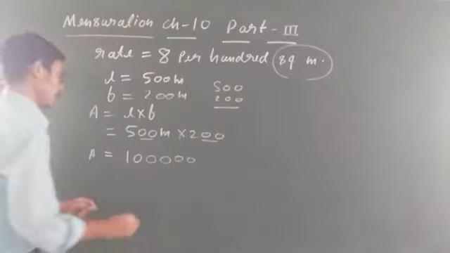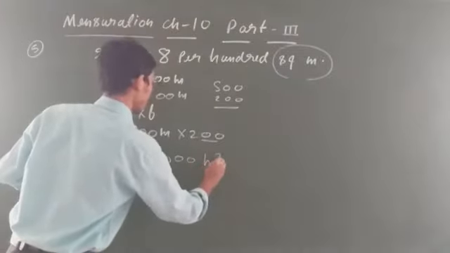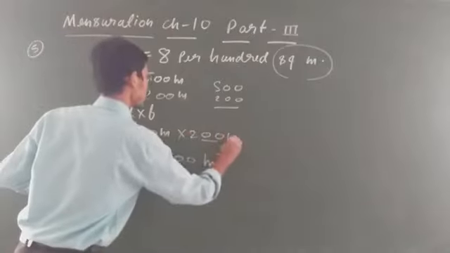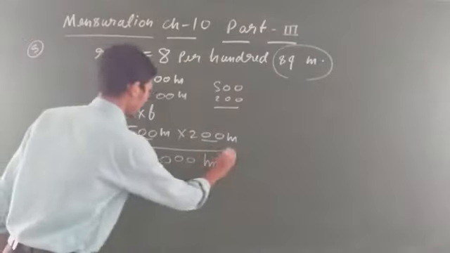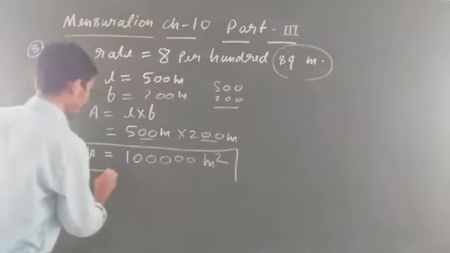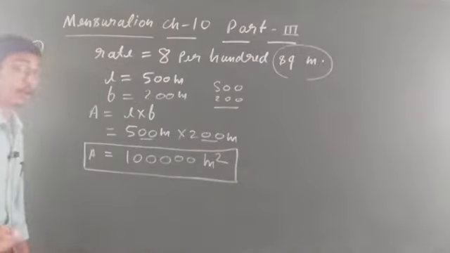Yes, sir? This will come in what? This will come in meter square, because this is also in meter, this is also in meter. And the multiply sign is... This is area. But this is not our correct answer. Why? You have to find out the cost.